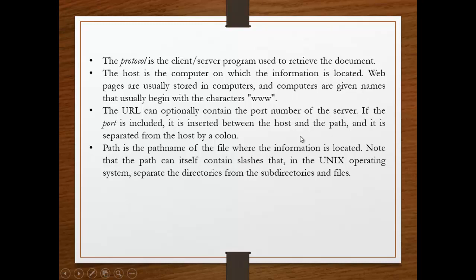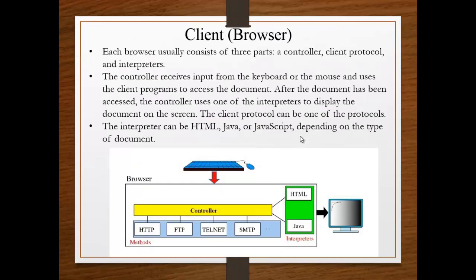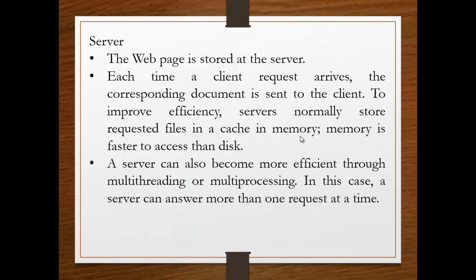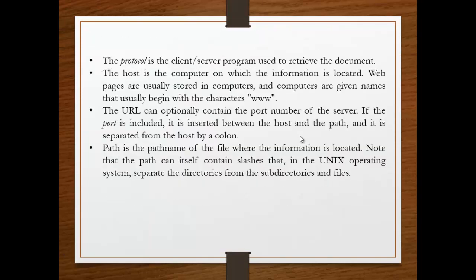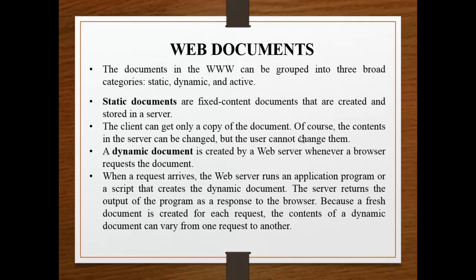So this is the structure of the URL and the four important parts of your URL. We have seen the basic architecture, what a client is and its three parts, what a server is, and what a URL is. The last topic under WWW is web documents. I have told you that web pages are retrieved from the server.